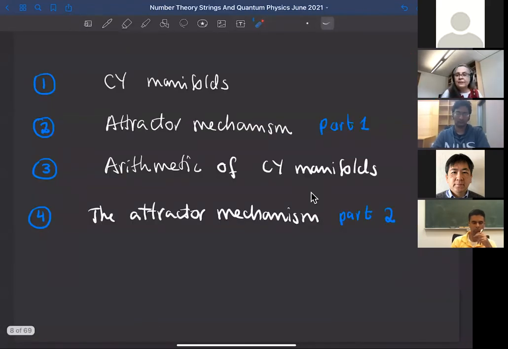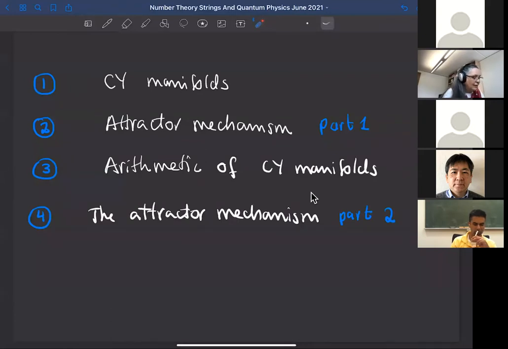I will first give you an introduction to Calabi-Yau manifolds. I am sure you're all experts, but I thought it would be good to put in somewhere the main ideas I will need about their geometry and their moduli spaces. Then I will introduce the attractor mechanism. I will move on to discuss the arithmetic of Calabi-Yau manifolds and relate this to the geometry. And then I will come back to the attractor mechanism and discuss the arithmetic properties of the attractor varieties.